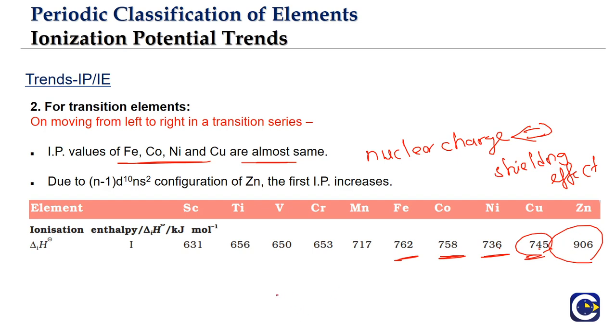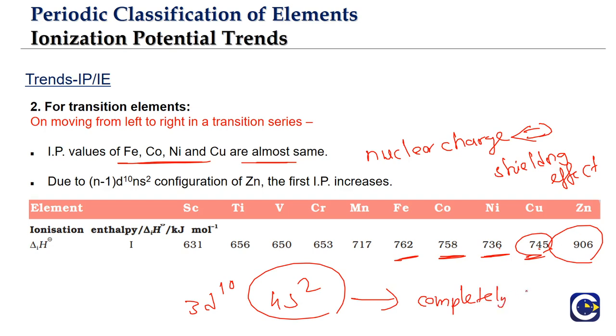Why? Zinc is having what structure? Zinc is having 3d10, 4s2. So we are going to remove the electron from where? 4s. 4s is what? Completely filled. It is a completely filled 4s subshell, right? So to remove the electron, it is going to require a large amount of energy. That is why the zinc ionization potential value will be higher, because we are removing an electron from the ns2 arrangement.